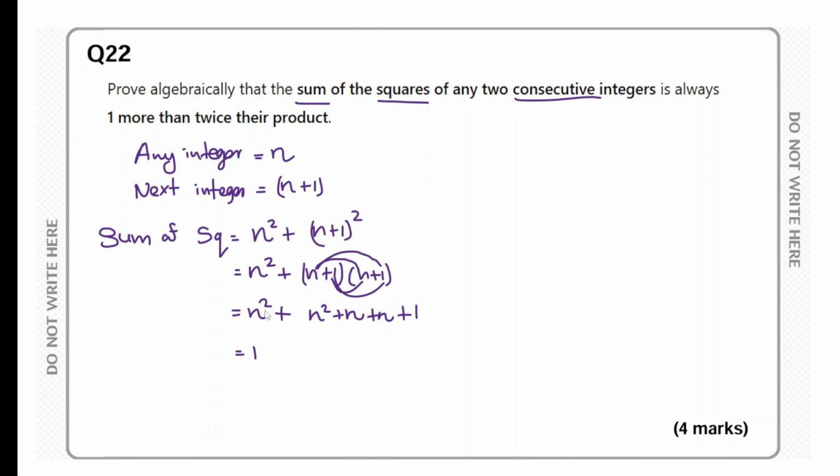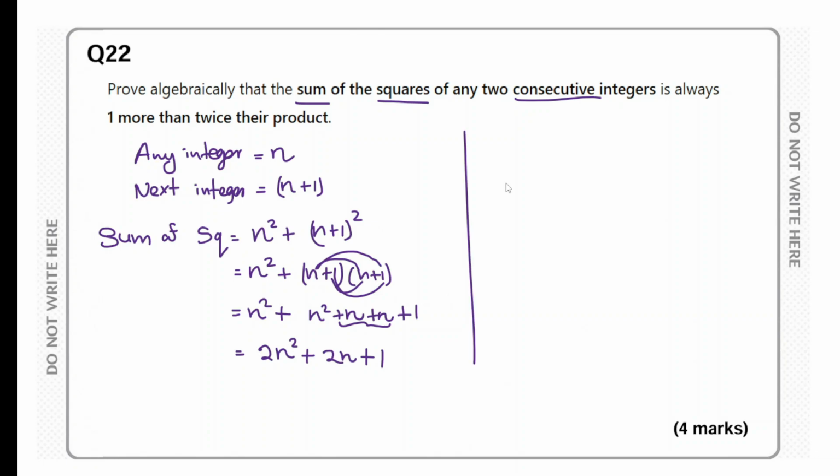n squared plus n squared is 2n squared. The two n's here combine to produce 2n and 1. Now this is my expression for the sum of the squares of the two consecutive integers. Now the question is to show that it is always one more than twice their product.